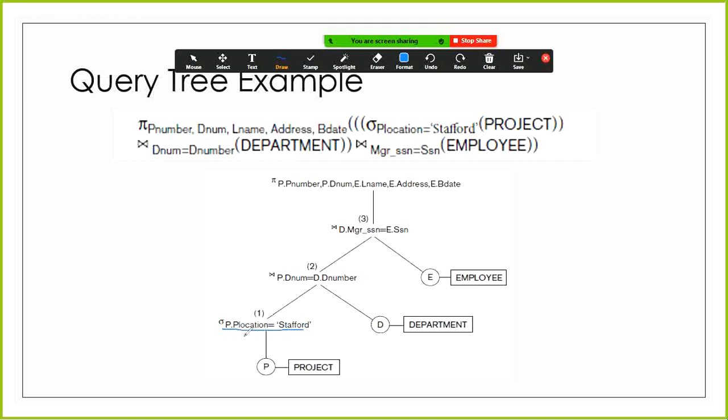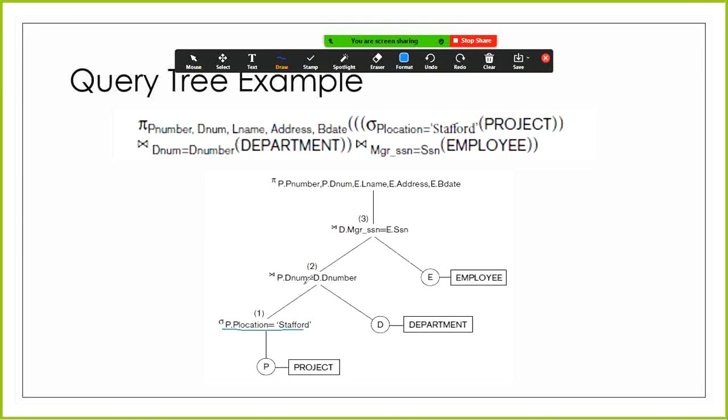Now the result of this expression will be multiplied with the department table. This is again a leaf node, and we are multiplying it with the result of this expression. So when we take the cross product, we have this condition that the D number from project is equal to D number of department, and we are joining them. Now the result of this expression will again be multiplied with the employee table on the condition that manager SSN is equal to SSN. And then after getting the result of this expression, we will project these columns from this expression.